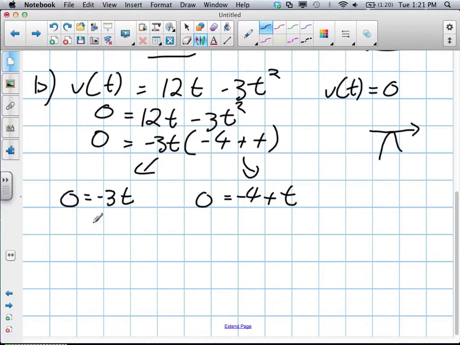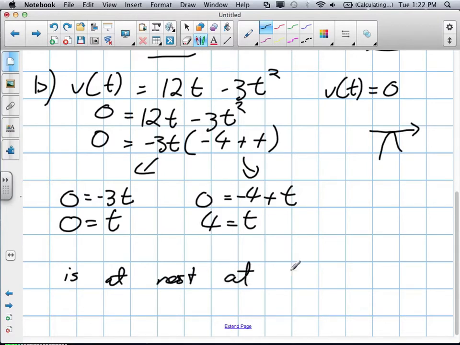Good. This is t is equal to 0, and in this one, t is equal to 4. So our object is at rest at 0 and 4 seconds. Okay? That means it's either changing direction or maybe it's a starting point. Okay? 0 and 4 seconds is when the object is at rest.